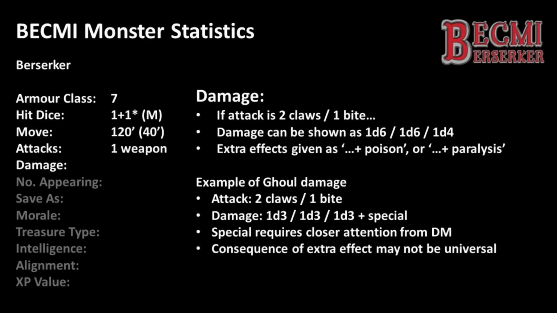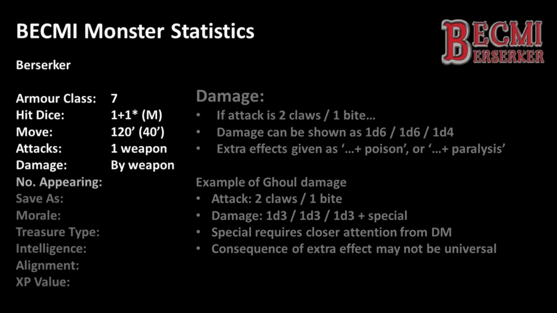successful attack. All this is a bit moot when it comes to my Berserker. His attack is 1 weapon, so therefore his damage is whatever that 1 weapon does, usually given in the text as by weapon. Specifying what the weapon is becomes more relevant when placing this creature in a scenario, and we'll show that when giving an example of a stat block. Before then, let's move on to number appearing.